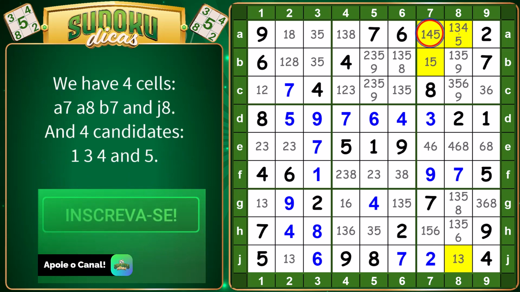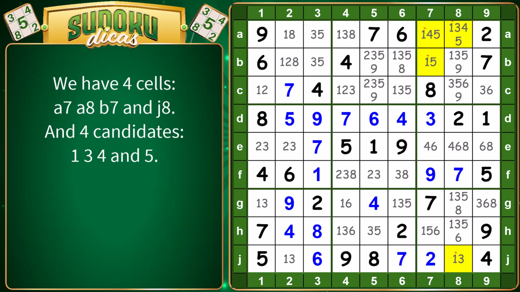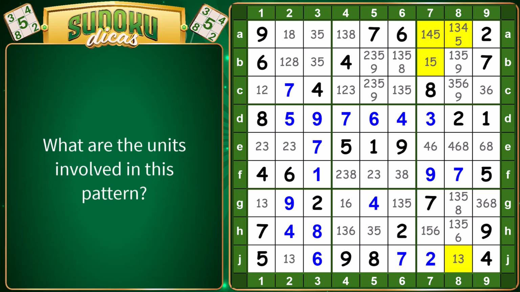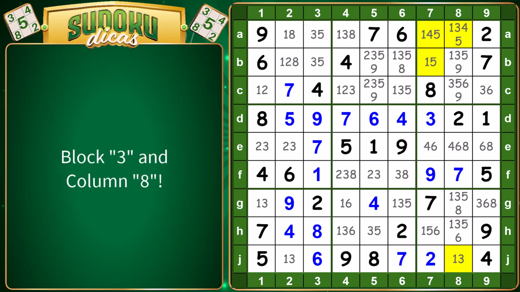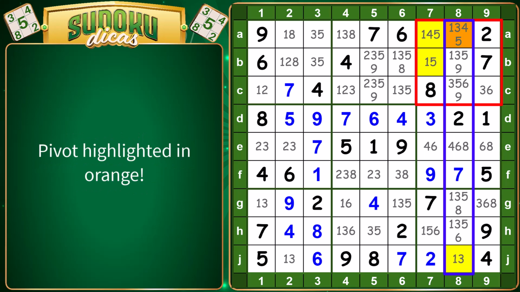We have 4 cells, A7, A8, B7 and J8, and 4 candidates, 1, 3, 4 and 5. Next step is to locate the pivot, the fold cell. What are the units involved in this pattern? Block 3 and column 8. Where is the intersection of these 2 units? Pivot highlighted in orange.